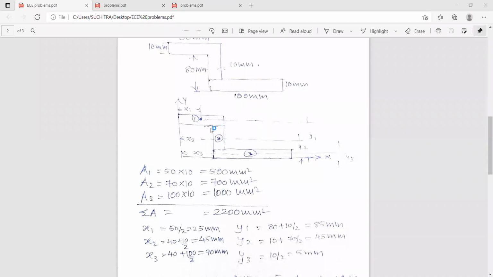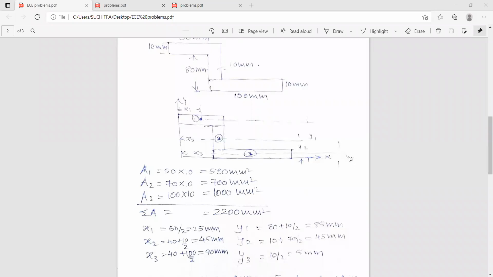I have taken this as 1 and this as 2 and this as 3. You can divide in your convenient way. You can divide like this also. So this will become 1 and this whole will become 2 and this will become 3. Now this is the reference axis x and y, and x1 is from the center of this figure to the y-axis, x2 is from the center of this figure to the y-axis, and x3 from the center of this figure to the y-axis. Similarly, from the center of each figure to the x-axis, these are y1, y2 and y3.